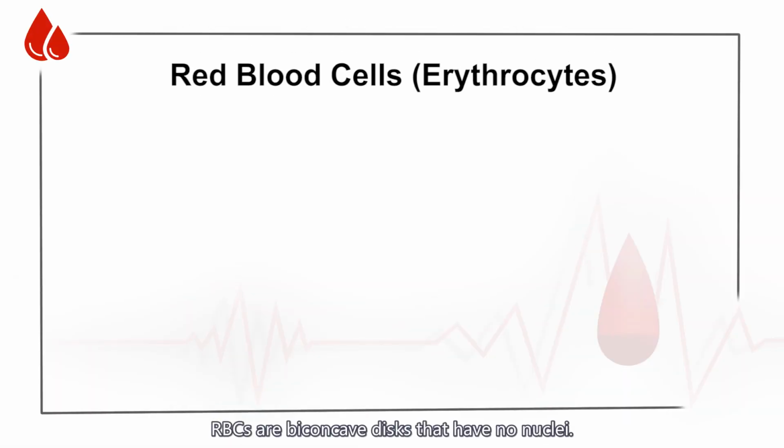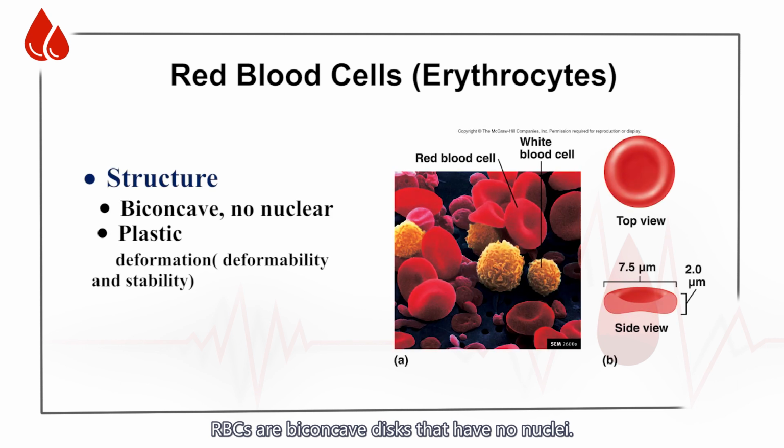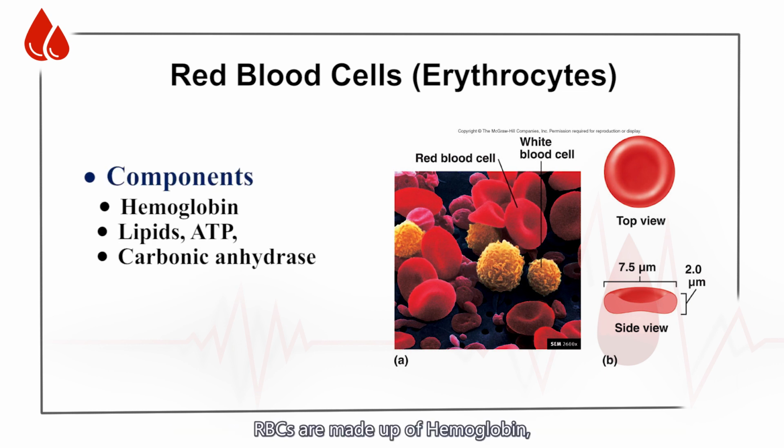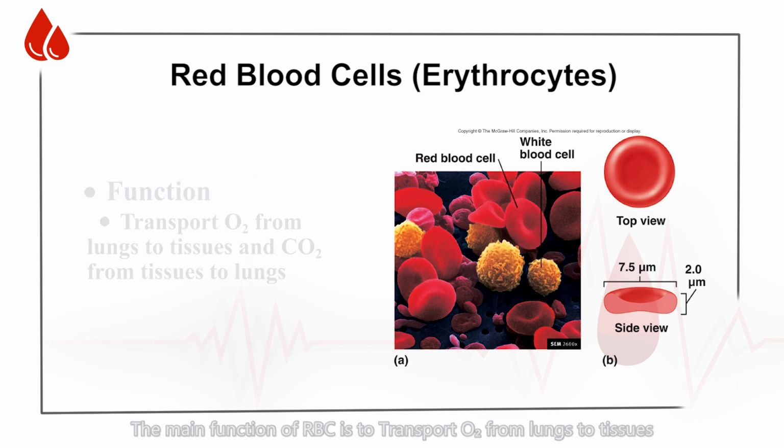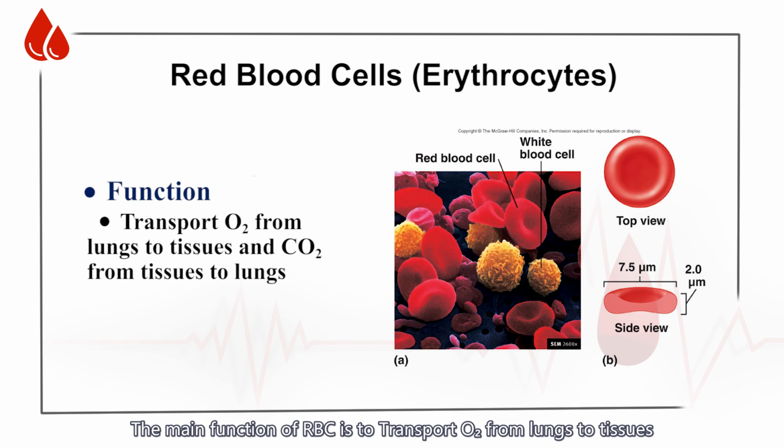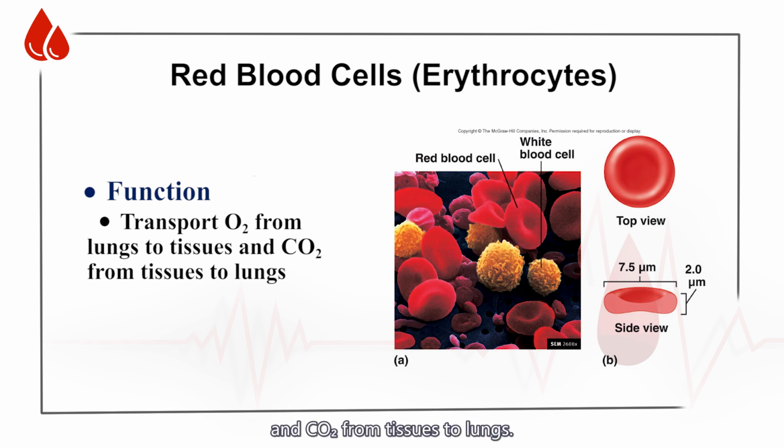RBCs are biconcave discs that have no nucleus. This structure enables RBC to have plastic deformation. RBCs are made up of hemoglobin, lipids, ATP, carbonic anhydrase, etc. The main function of RBC is to transport oxygen from lungs to tissues and CO2 from tissues to lungs.